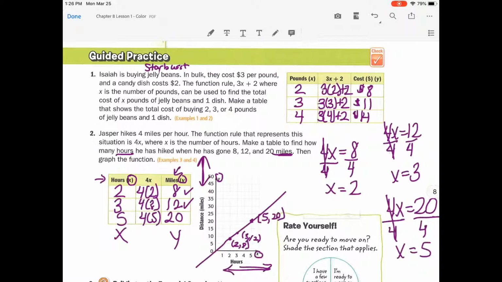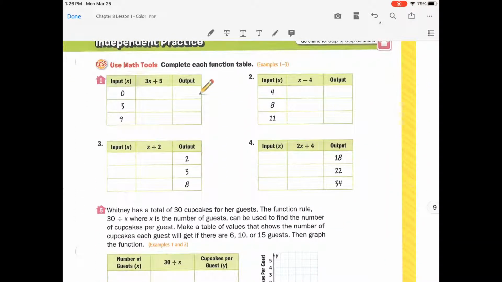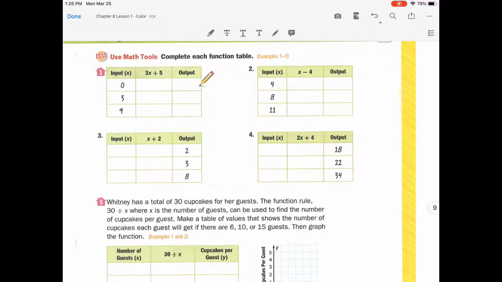Okay, we're just going to take a look at 1 and 4 on these examples. I'm not going to spend a ton of time on 1 and 4. So we're going to replace my x with 0. So 3 times 0 is 0, plus 5 is 5. I have 3 times 3 plus 5. I replaced my x with 3.